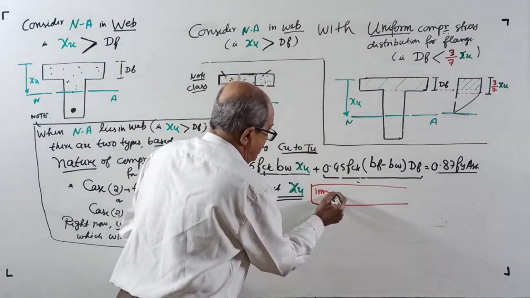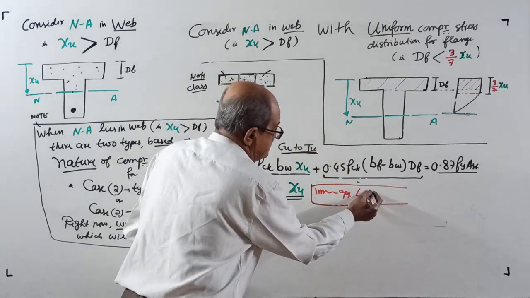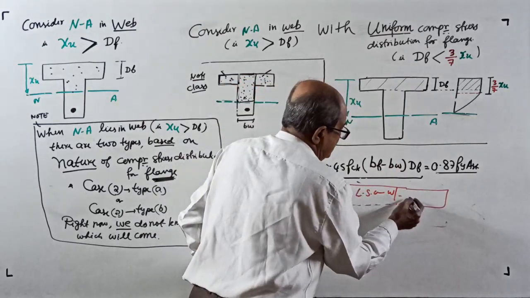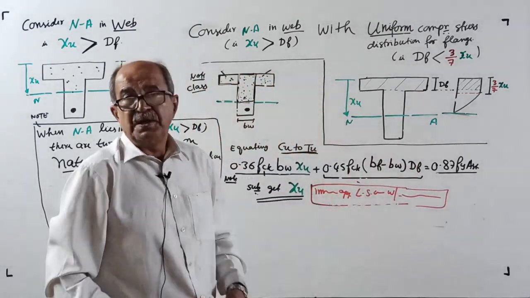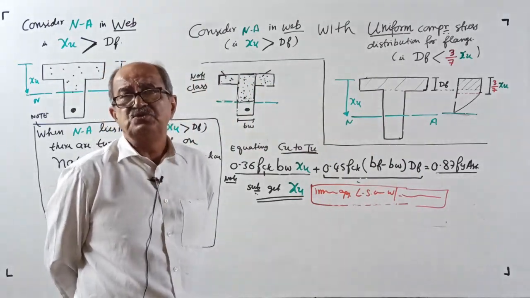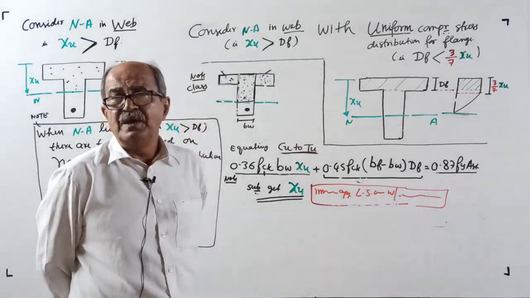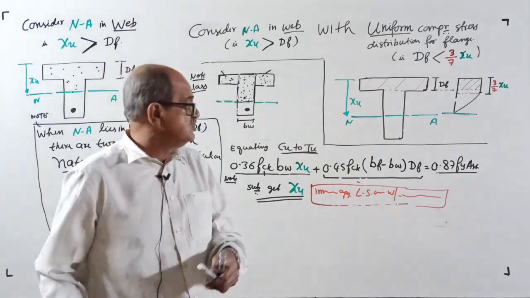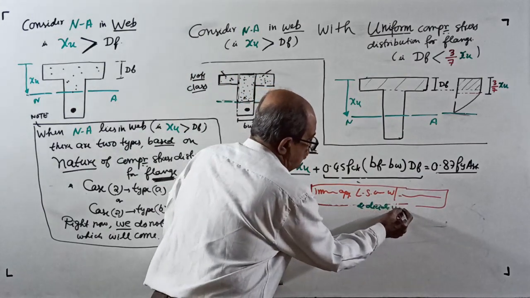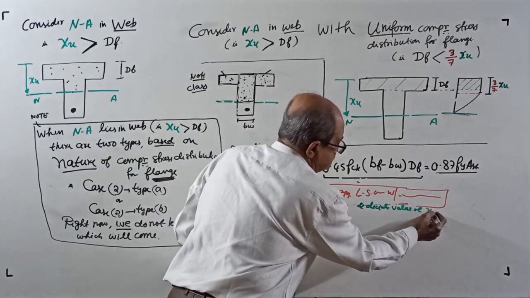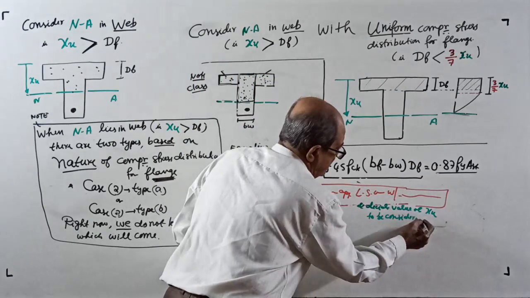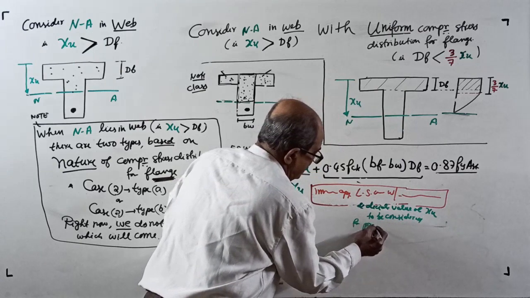Immediately apply limit state check. Compare xu with xu max. If xu comes less than xu max, take xu as it is. In case xu goes above xu max, take xu equal to xu max, apply the check and decide the value of xu to be considered for proceeding further.